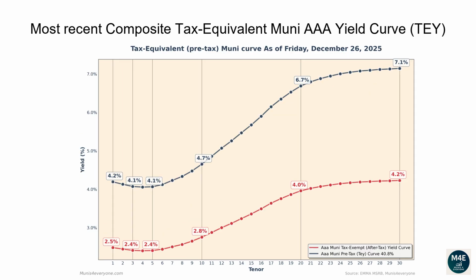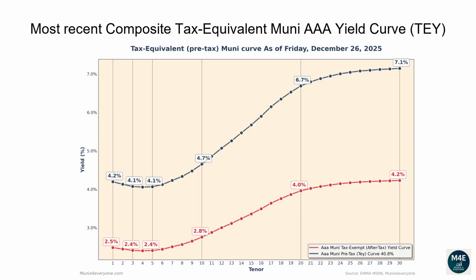Let's now go over the most recent composite tax-equivalent Muni AAA yield curve. The following graph shows, in red, the tax-exempt after-tax Muni yield curve, versus in blue its tax-equivalent pre-tax version, assuming a 40.8% top tax bracket as of December 26, 2025. Why would you care to see the tax-equivalent version of the Muni yield curve? More on this later. Let's first go over the pre-tax, aka tax-equivalent yield curve.